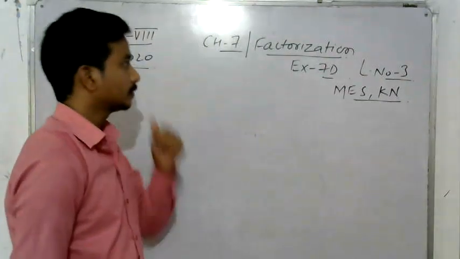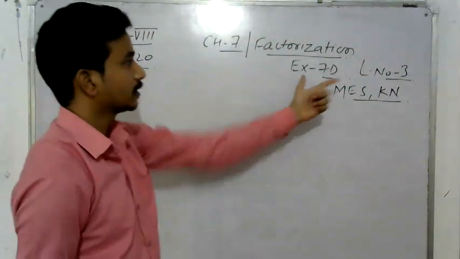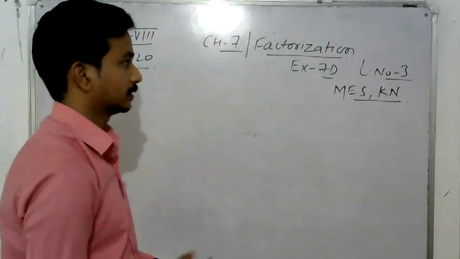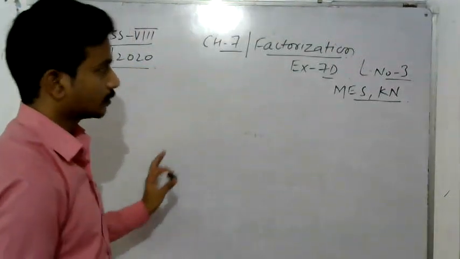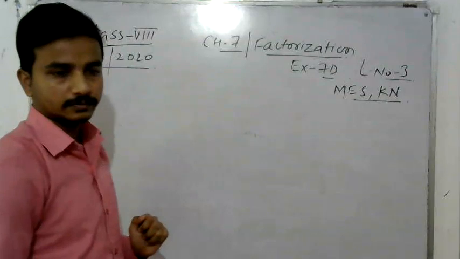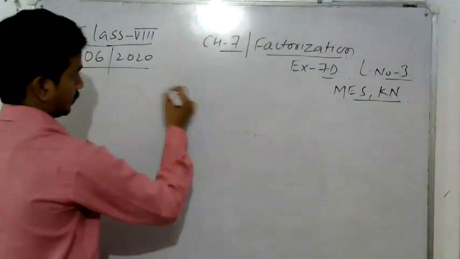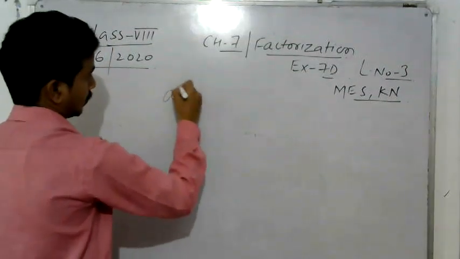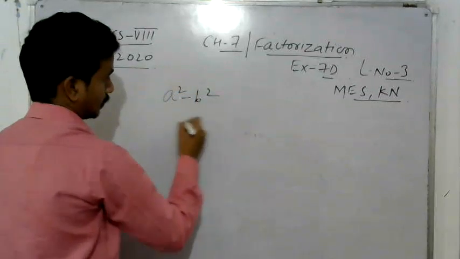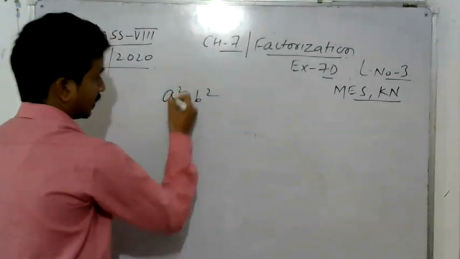So today we are going to start lecture number 3 of factorization. Today we will discuss factorization of the type a square minus b square. So a square minus b square.